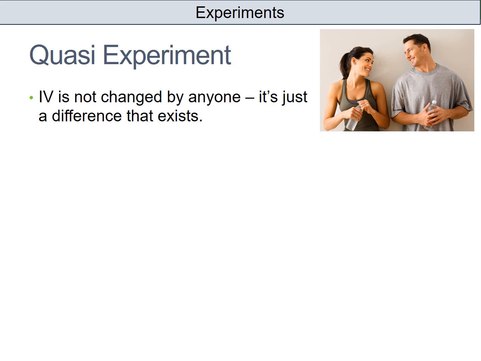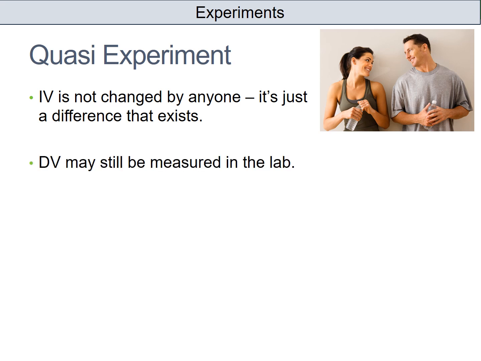So in a lab and a field experiment, the researcher was changing the IV. In a natural experiment, the IV is changed by somebody else. In a quasi-experiment, the IV is simply a difference that already exists. For example, gender. So if you wanted to look at gender differences between males and females, you can't assign people to a particular group or change their gender for the sake of an experiment. So you just have to pick on that difference which already exists naturally.